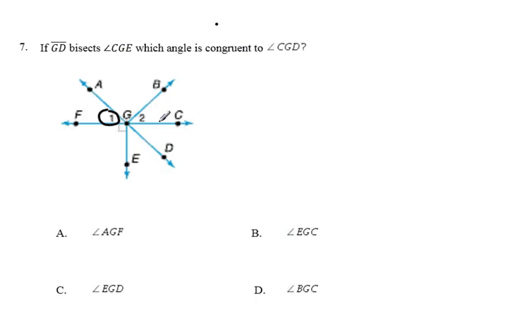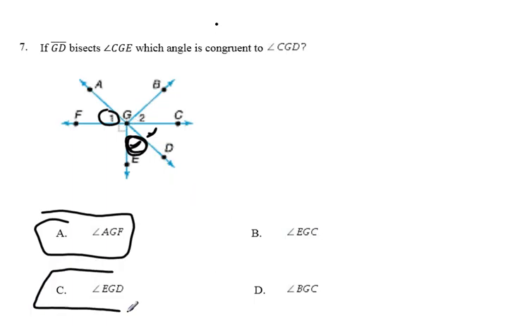So the angle that represents vertical to CGD is angle 1. Also, since we bisected this angle, CGD is also congruent to DGE because we marked that they were congruent. So we are looking for one of these two answer choices to figure out which angle is congruent. So angle 1 is FGA. Well, FGA is here. This angle is congruent. EGD is also congruent. So there's actually going to be two answer choices for this one.